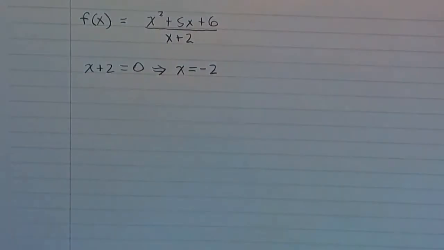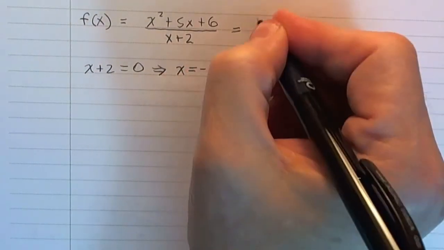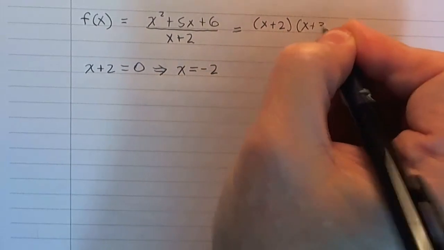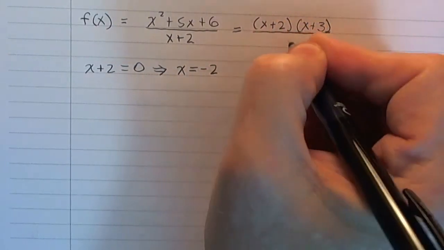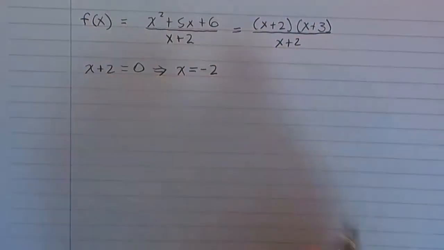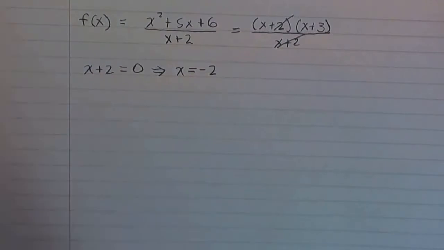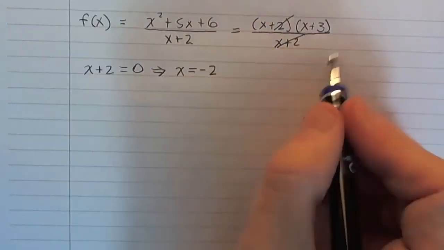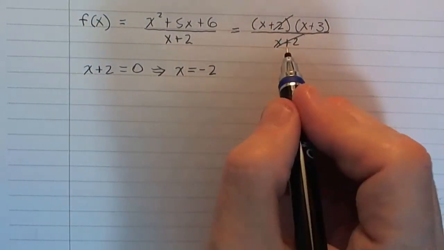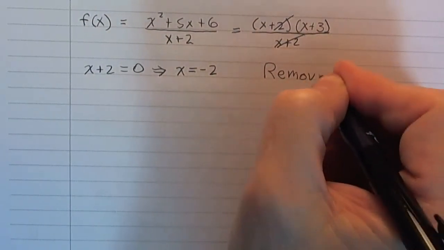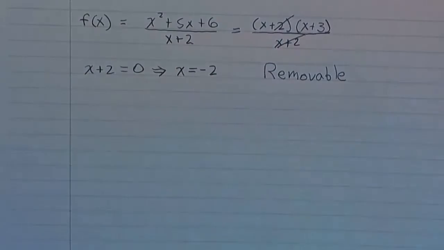So here's what we do. We do some investigating. I'm going to factor the top. Okay, so I've got it factored. Now notice what happens then. This and this cancel. This thing that caused the discontinuity has been removed. I've divided it out. So this is a removable discontinuity, because it divided out.